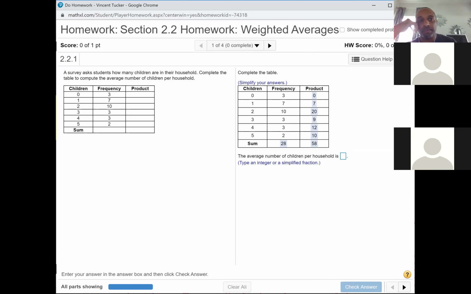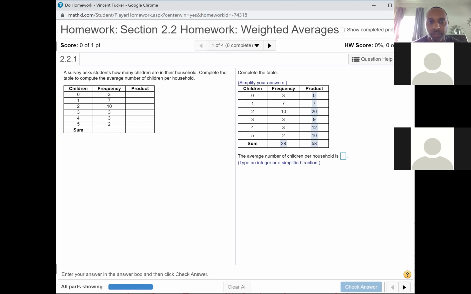So for the frequency, we're just copying those numbers over into the column, because I thought the frequency was how many times that was recorded, because 10 was only recorded once and 3 was recorded 3 times. That's not what frequency means? Yeah, 10 was recorded twice and 7 was recorded once.